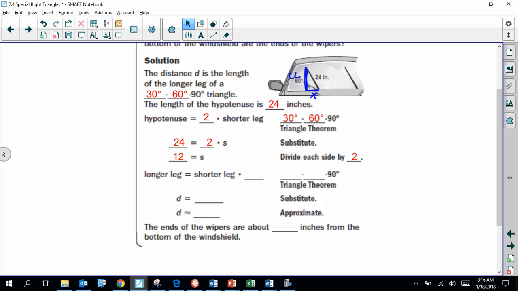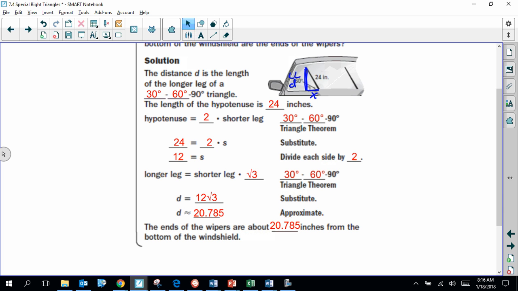Now we can say that the length of the long leg is equal to the short leg times the square root of 3. So substitute the values here. In this case, D is what they're referring to as the distance from the top of the wiper to the bottom. That's the length of the long leg. Substitute what we have here. The length of the short leg is 12, so we have 12 radical 3. So 12 radical 3 would actually be where I would stop as an exact answer. So I would say it's 12 radical 3 inches long.